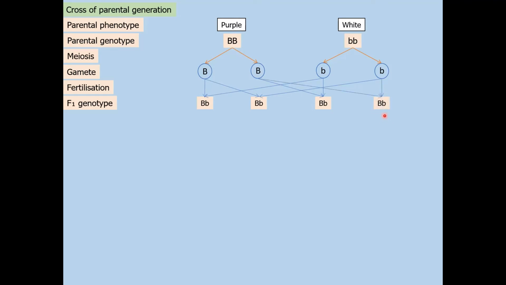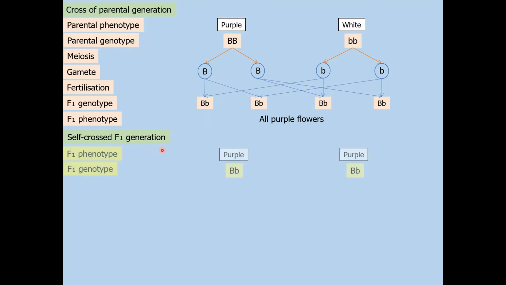Okay, big B and small b. So all the phenotype is purple flower. The genotype is all heterozygous dominance. And then we self-cross the filial 1 generation, purple and purples.